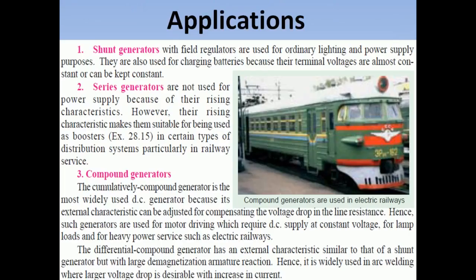Hence they are used for arc welding applications, where a large voltage drop is required when the magnitude of current is very large. Cumulative compound generators are used for applications which require a constant DC supply, for example lamp loads and heavy power supply for electric railways.